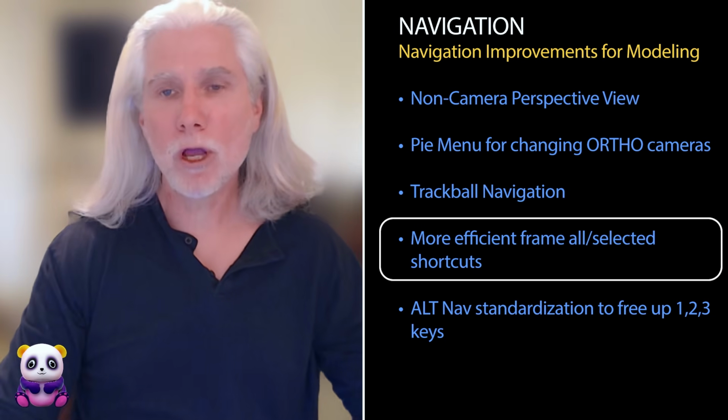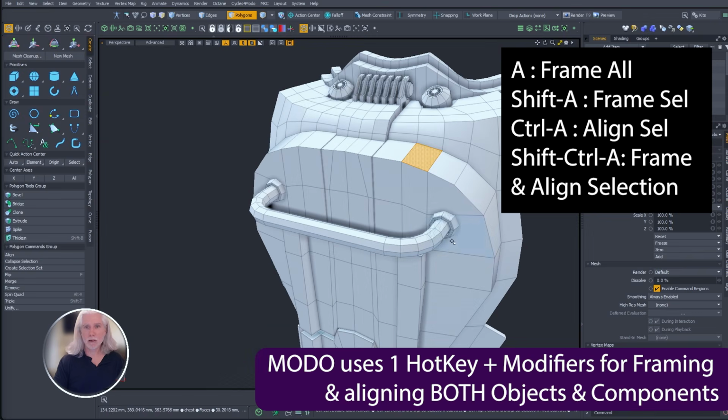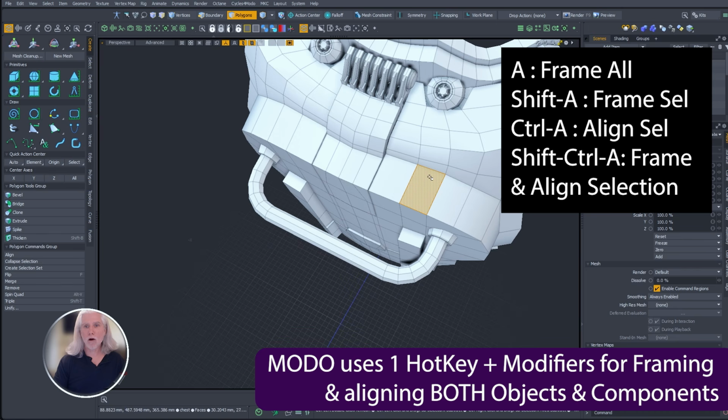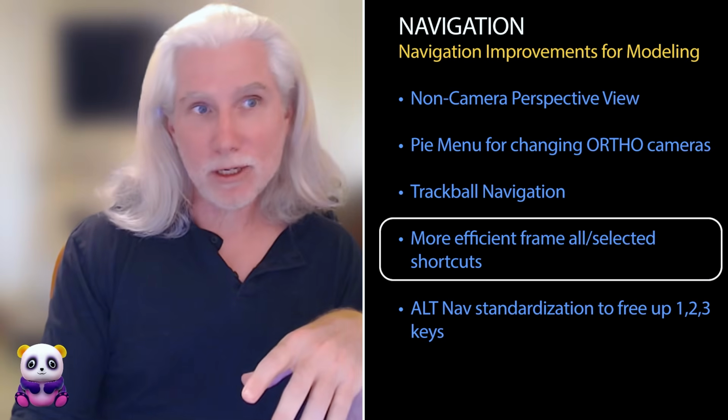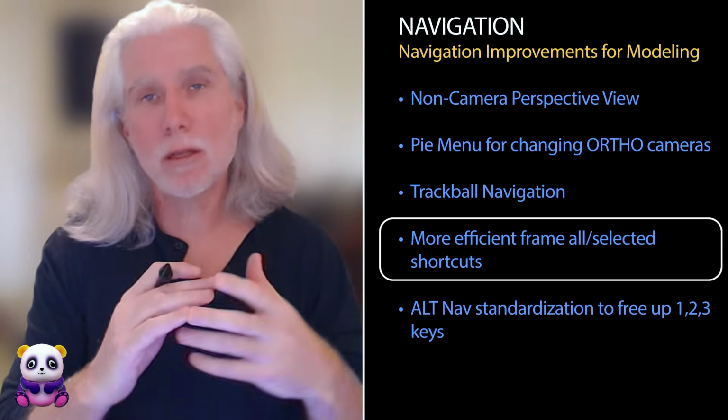I can also Control A, if I go back over here, and I can align that camera to the selected items. And I can also align Control Shift A, align frame those selected items. So if I want to do a UV projection on these guys from the camera view, super easy. I can align it and frame it, and it's all with the A key.